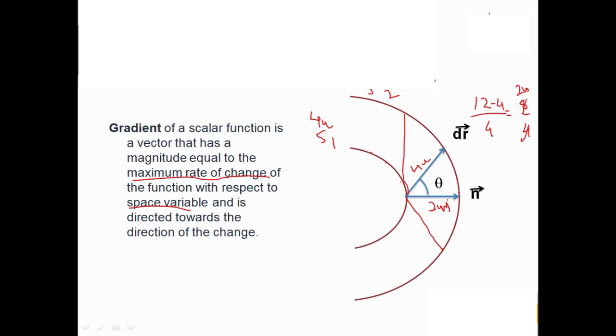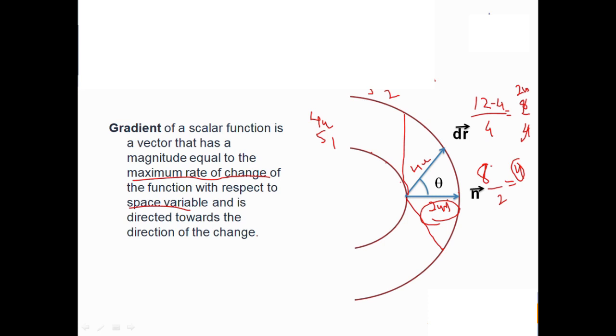That's the rate of change along this path, which is along dr. And let's say this is the shortest path and it is 2 units, then the rate along this path would be greater, because 12 minus 4 is again 8, and 8 divided by 2 is 4 units. So this rate of change is higher. Along this path it's higher, and along this path it's lower, and if you take this path it would be still lower.